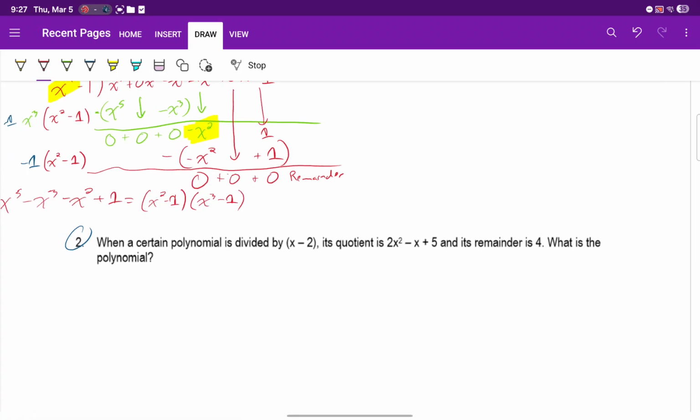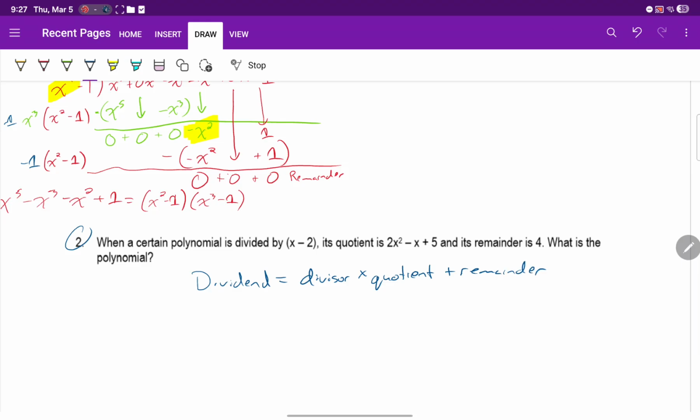Last question. When a certain polynomial is divided by x minus 2, the quotient is 2x squared minus x plus 5, and the remainder is 4. It says, what is the polynomial? So here we are given, I'm going to write out your division statement. Your division statement is dividend equals divisor times quotient plus remainder.